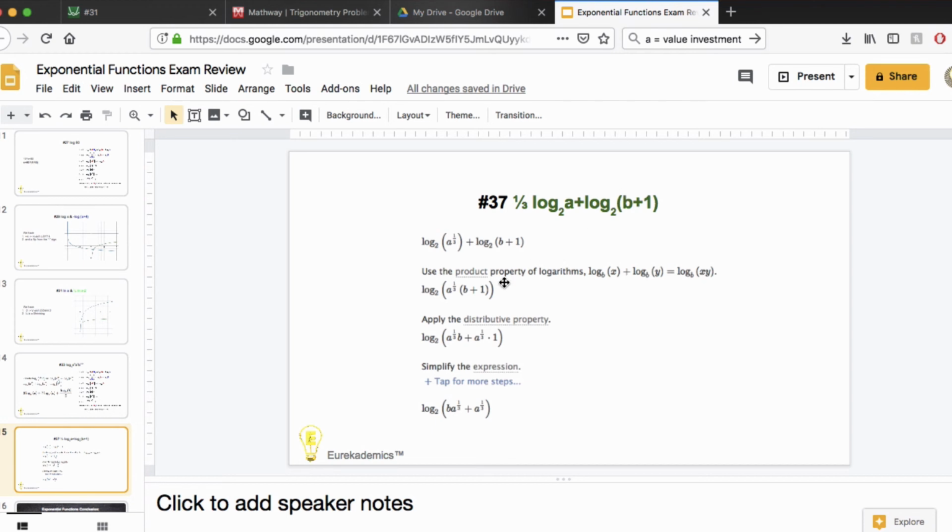We have 1/3 log base 2 of a plus log base 2 of, what is that, b plus 1, yeah. Okay, so here's what I did. First we're going to combine them because this is different. So we're using the product rule. Because it's plus, you just go ahead and write log base 2, parentheses, this unit times that unit. And then you just distribute it. So you have the a to the half times the b plus the a to the 1/3 times the 1, and then that's it.